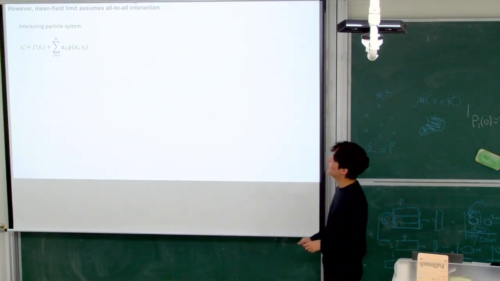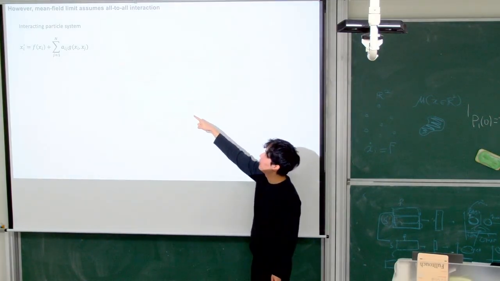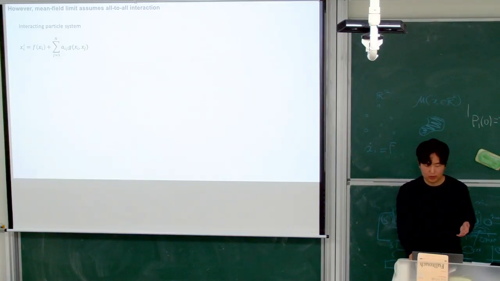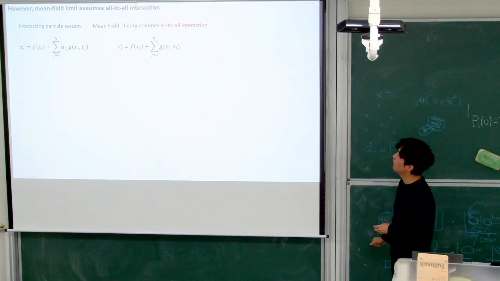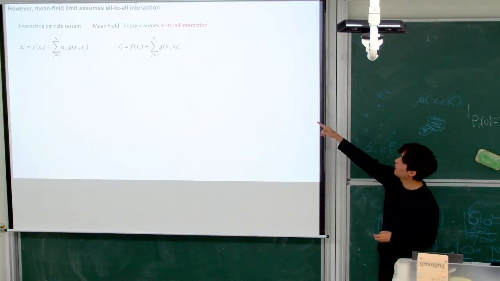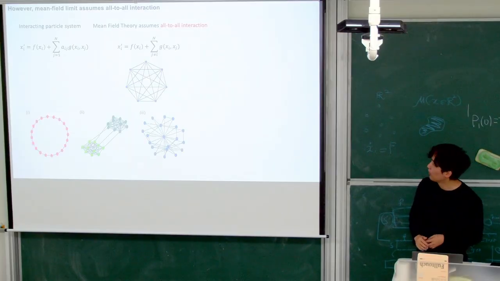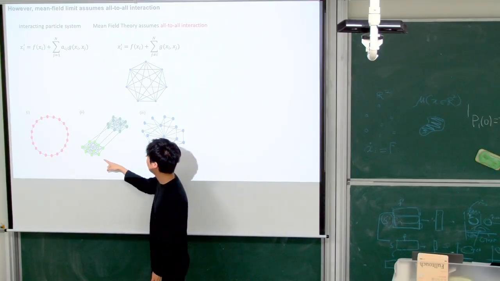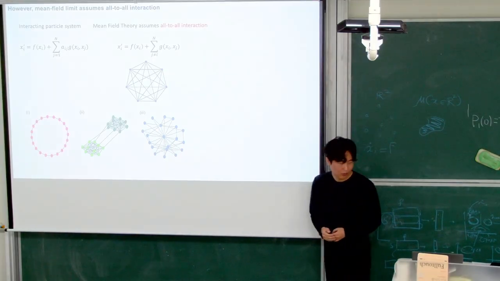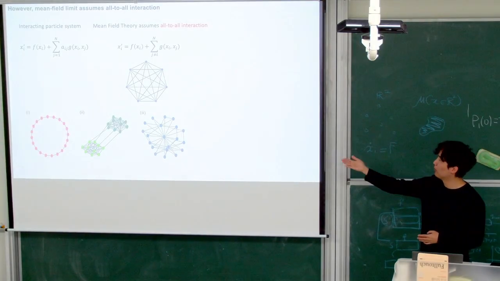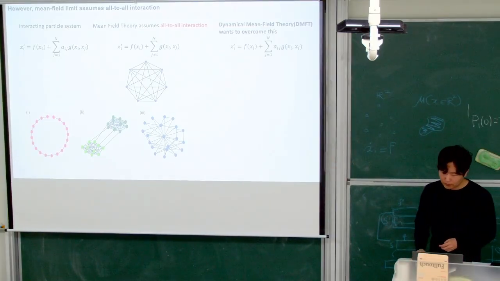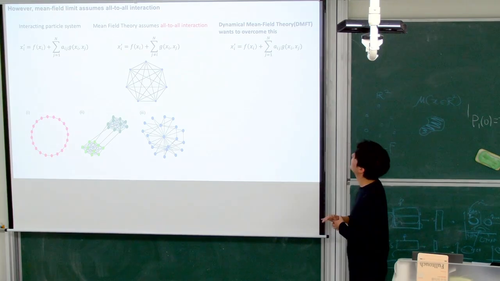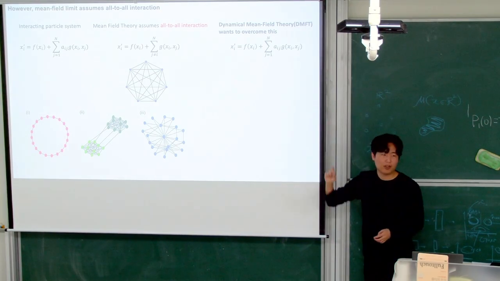So this is a general interacting particle system. You notice that we have a coefficient Aij. It represents the network structure, something like an adjacency matrix. But if you recall, the mean field theory does not have that coefficient. So it assumes the orthogonal network. However, in real life, we have different networks like this, such as sparse, modular, or heterogeneous networks. So in order to overcome this limit, the dynamical mean field theory is introduced to deal with this kind of equation.